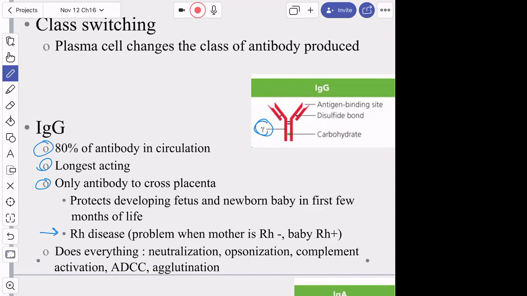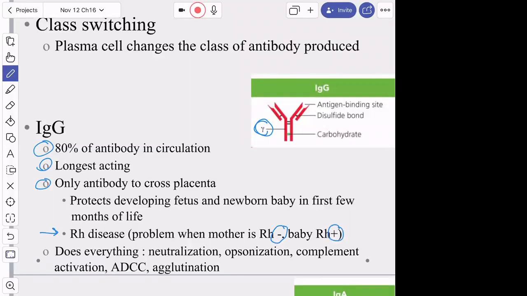Okay, so if the mother has the antigen, then it's not a problem for the baby at all, because she's not going to make antibody to the antigen because she has it already. So it would be an auto antigen, and as long as her immune system's functioning properly, that wouldn't be a problem. The problem is when the mother does not have the antigen and the baby does.